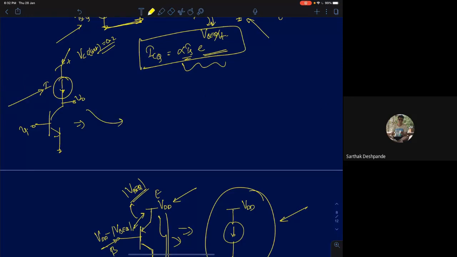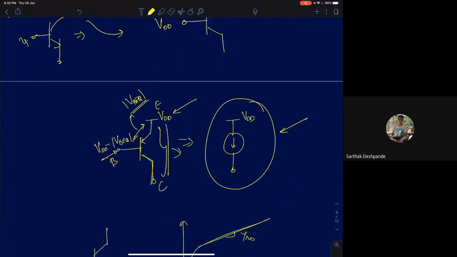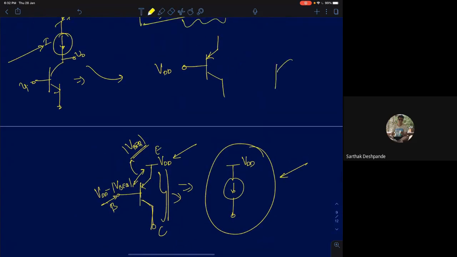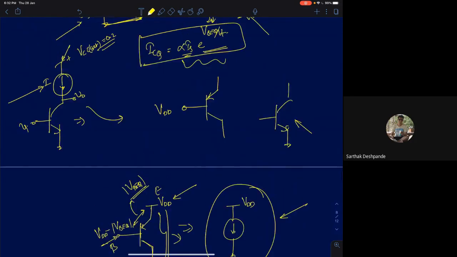So you need a current source, right? If you need a current source, what should you do? You should take a PNP transistor. See, what do I need? This is an NPN transistor, and I need a current source like this. One end of the current source is connected to the supply, let's call it VCC. The other end is connected to the transistor.